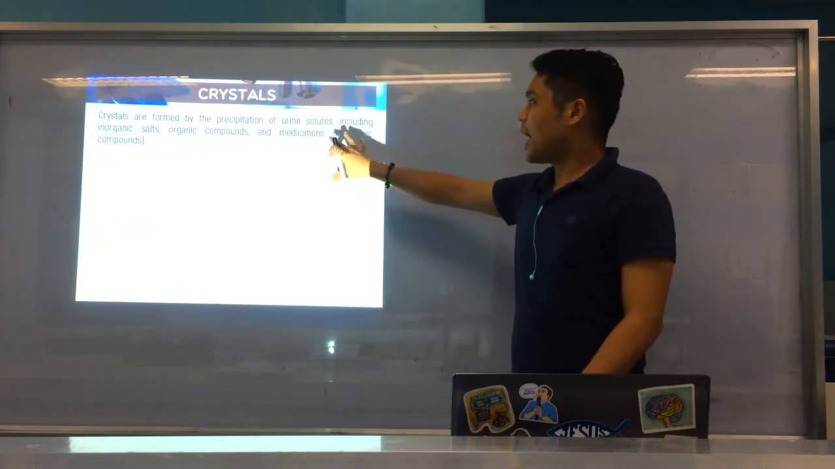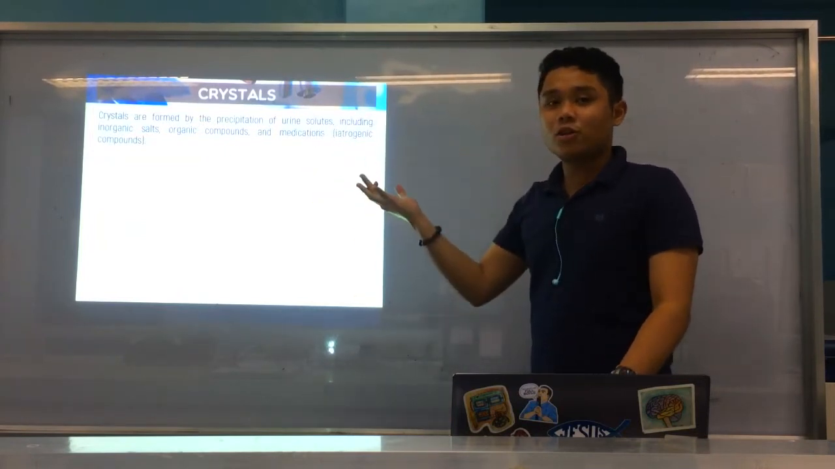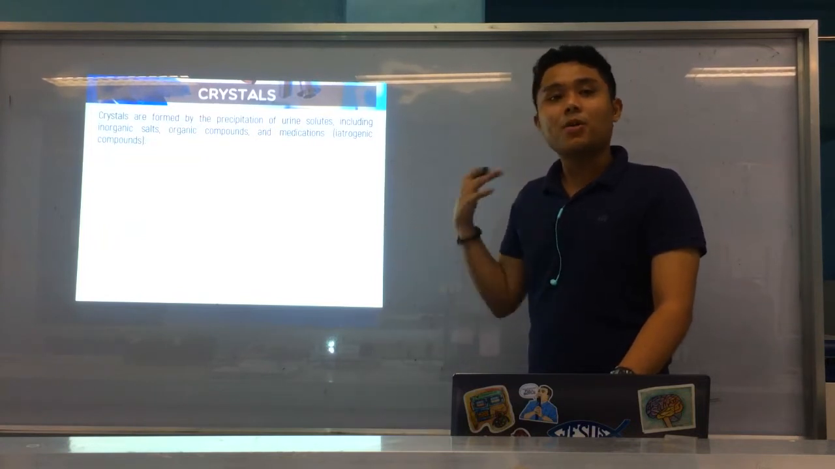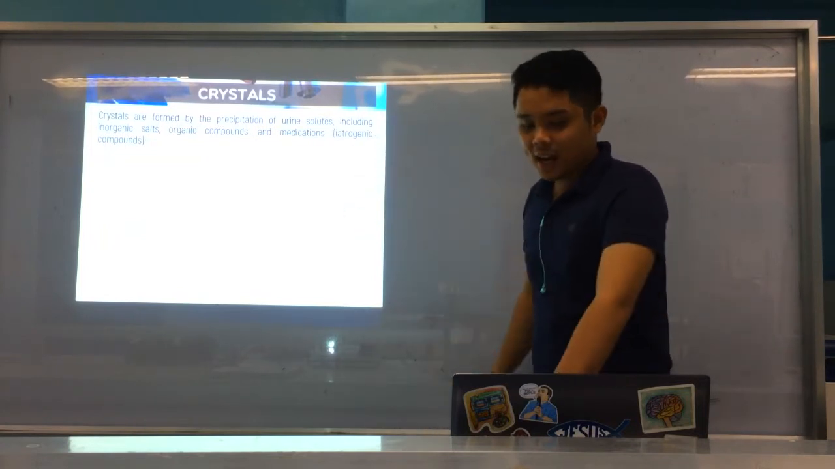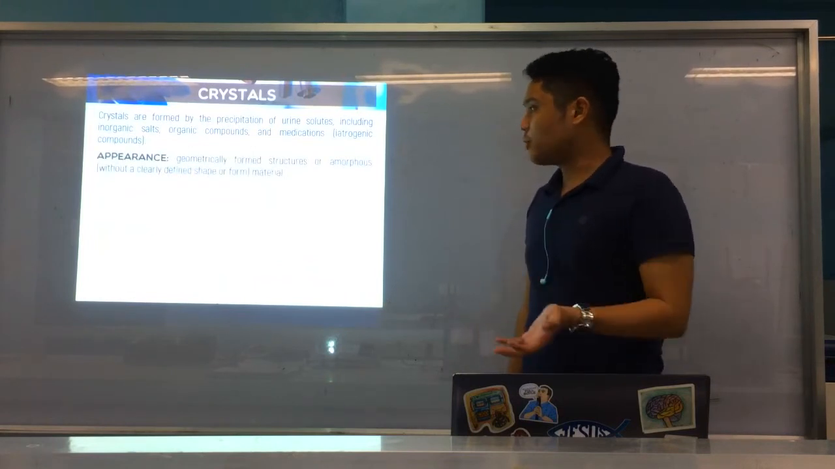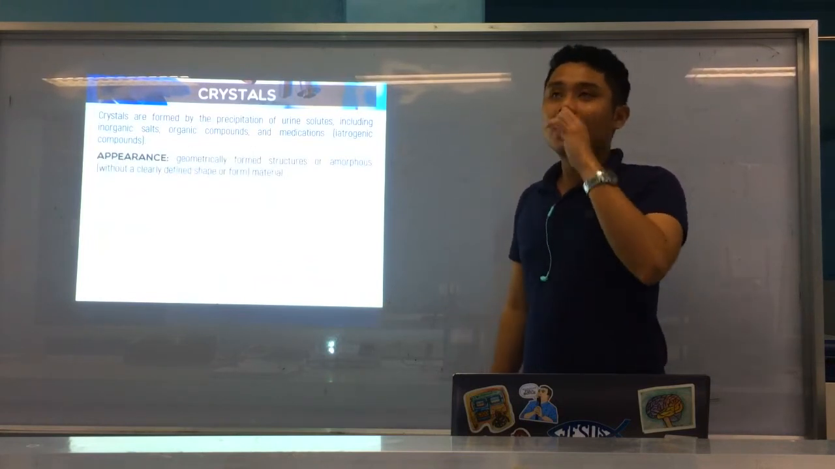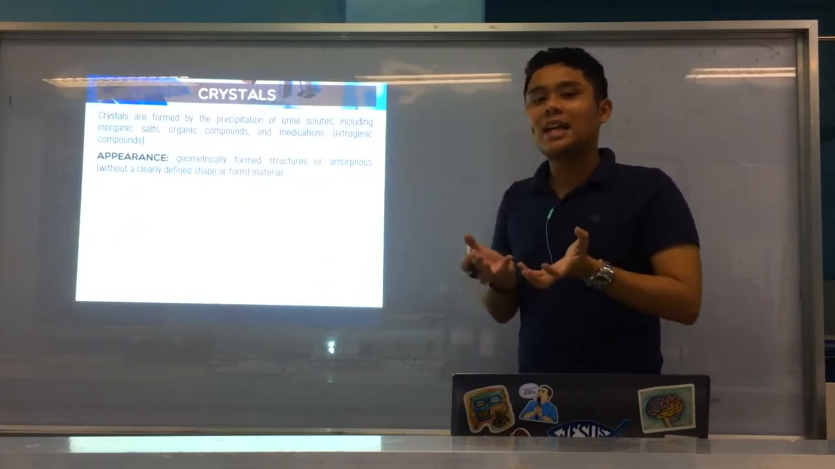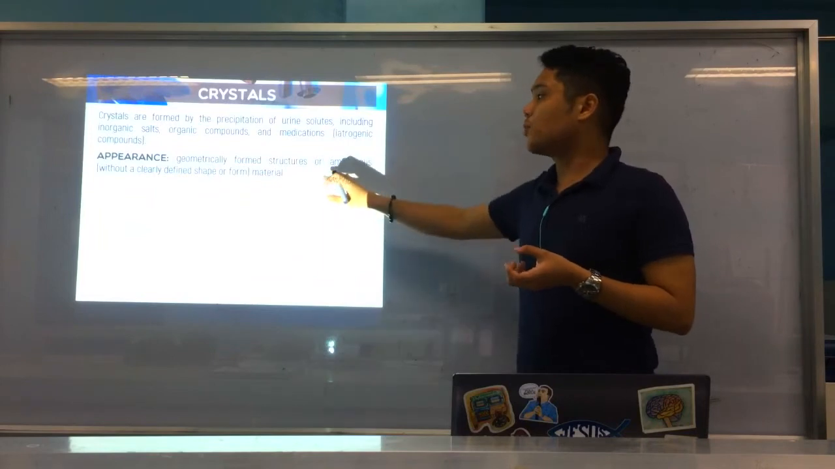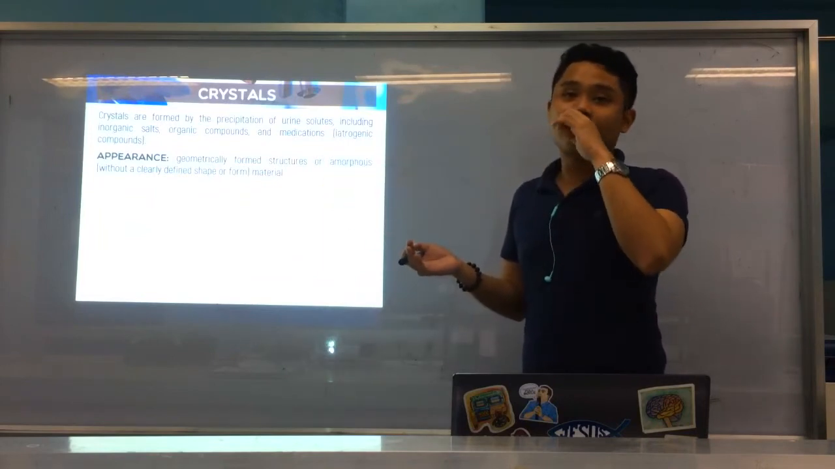Okay? When we say iatrogenic compounds, again, medications. Those are the compounds, breakdown products from the medications that you intake. Now, usually in appearance, they are geometrically formed structures or can be amorphous. There are crystals that have really definite structures, where you can see their shape. But there are also crystals that are amorphous, meaning they have no definite shape.